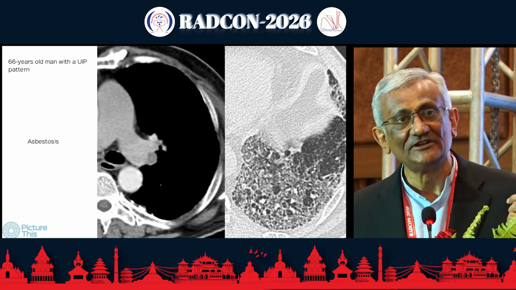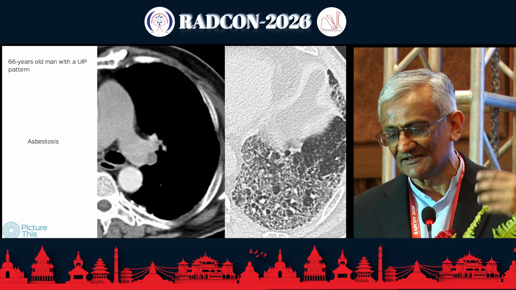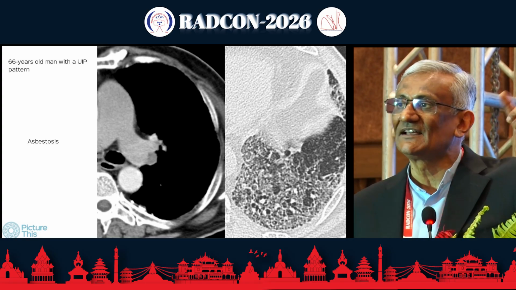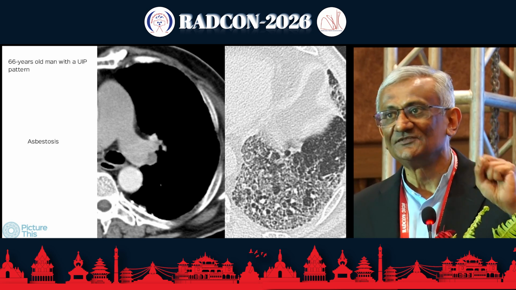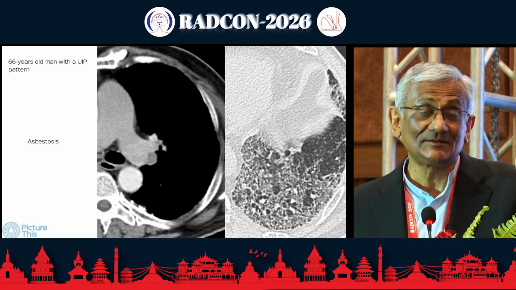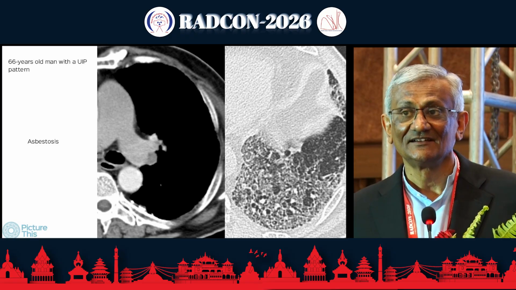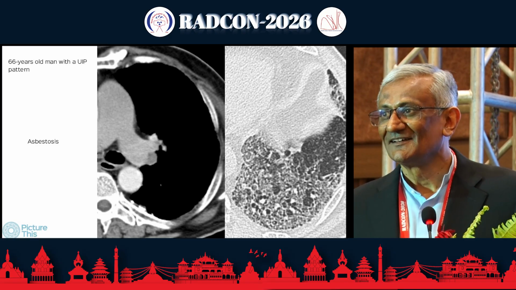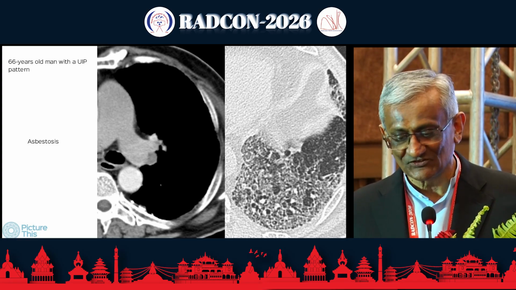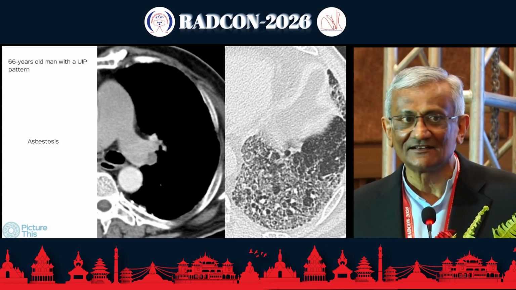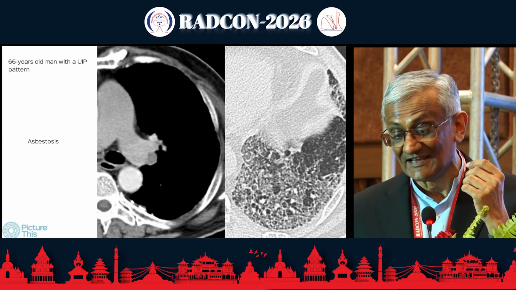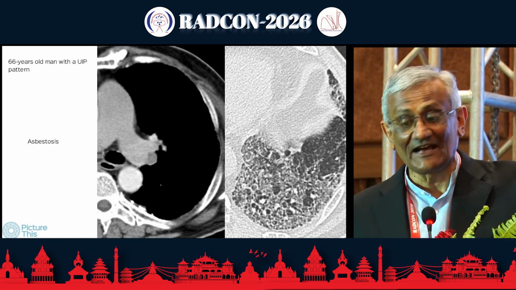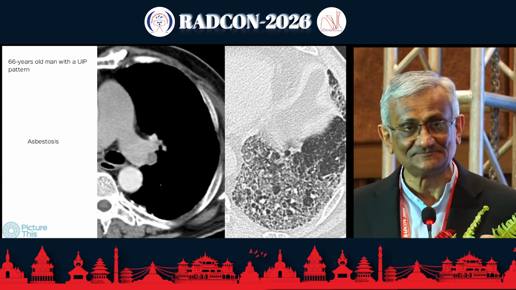A 66-year-old has a probable UIP pattern, traction bronchiectasis, reticular opacities, no honeycombing, subpleural basal predominance. But there's one other sign here which gives you a diagnosis. Anybody? The first time I'm showing you soft tissue windows. Calcified pleural plaques, which would mean asbestos exposure. This patient worked in a brake lining factory for 35 years. So this is asbestosis. It's asbestos ILD with a UIP pattern.